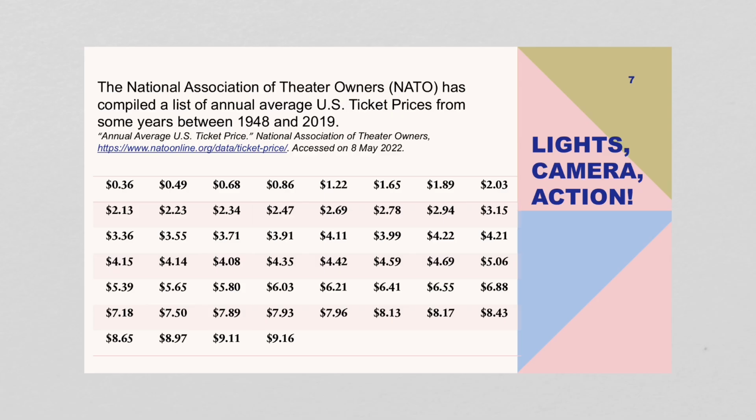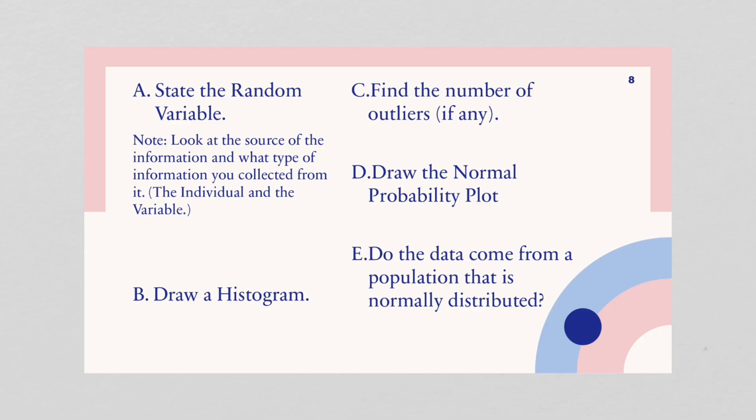It was compiled with a list of annual average U.S. ticket prices from some years between 1948 and 2019. So just a random selection between those years. So our goal is the following. We want to state the random variable that we're working with. So looking at the source of the information and what type of information you collected, so the individual and the variable might help you define this.